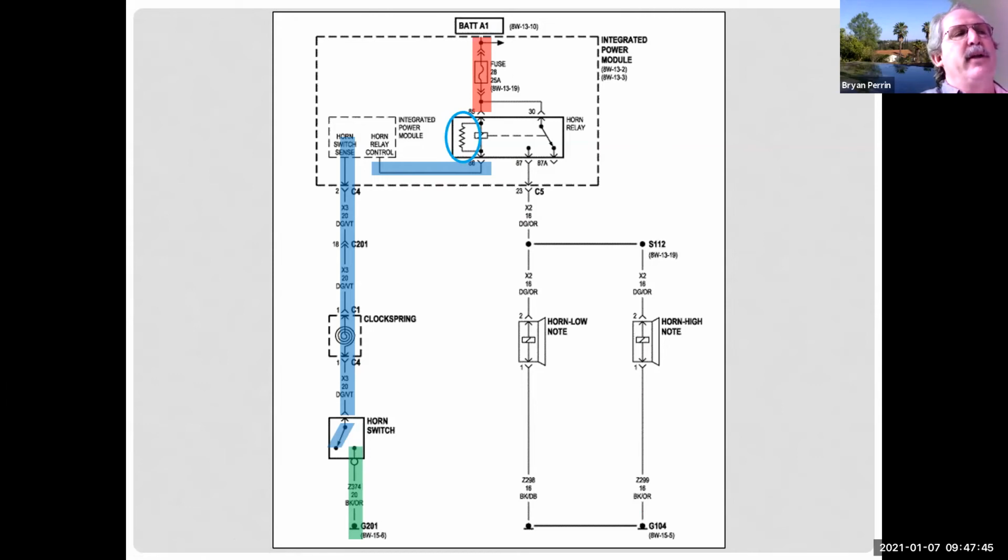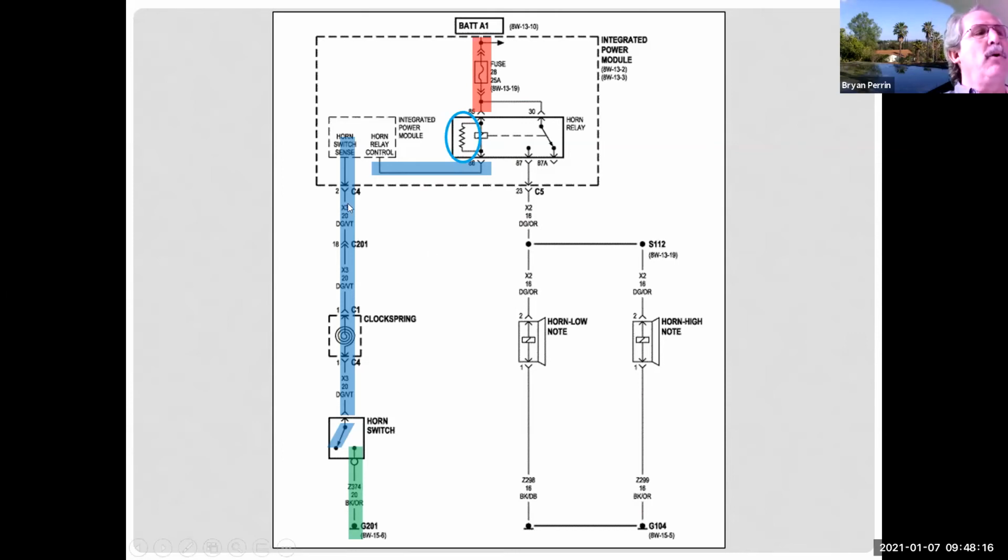By going to the relay, you just cut your work in half. You figured out what's not wrong. And then once you realize you got power at pin 85, the problem has to be in the control side. I can't check the integrated power module other than what? Applying ground. So I could go to C201 and apply ground here. The horn should beep. I could go to pin 2 of connector 4, apply ground here. The horn should beep, right? So that's how we test the module.